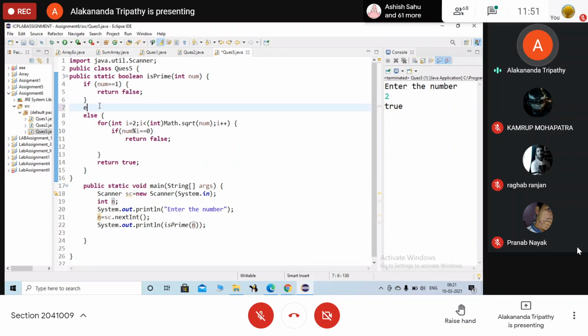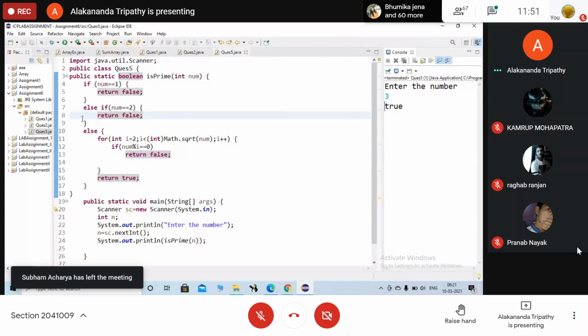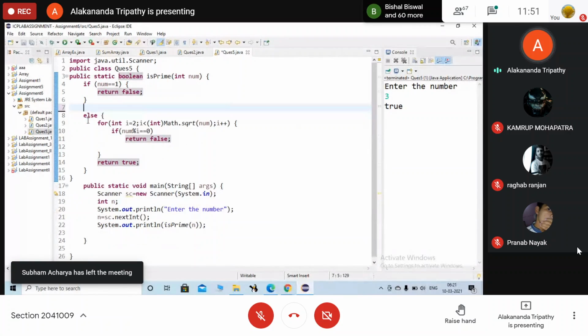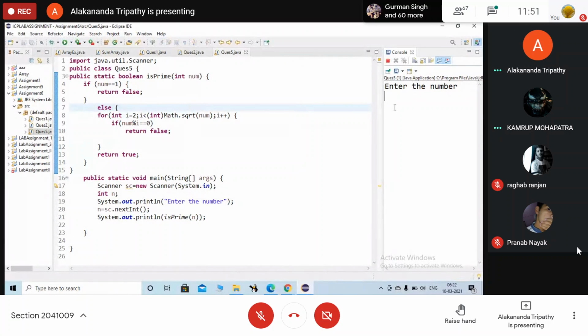Here we need to take another statement. Else if अगर 2 होगा तो क्या होगा? Return true. 2 के लिए हमारा ट्रू आया था ना? 2 is a prime number. We got a true for true. Yes, ma'am. हाँ, just okay.